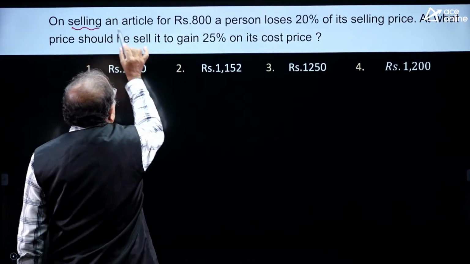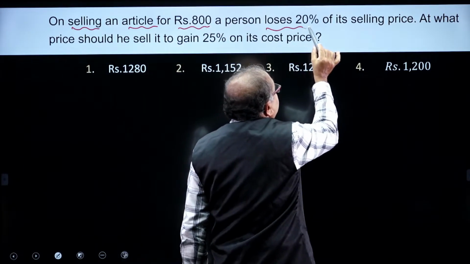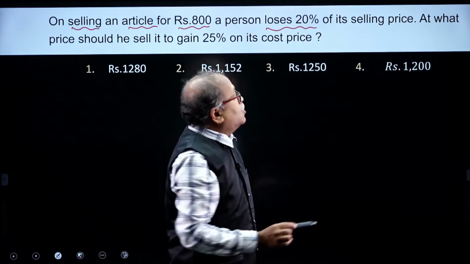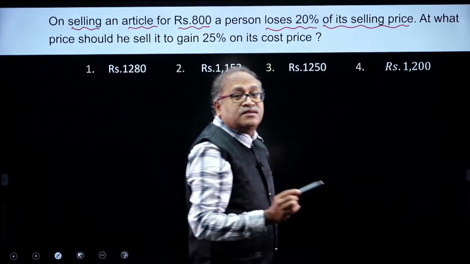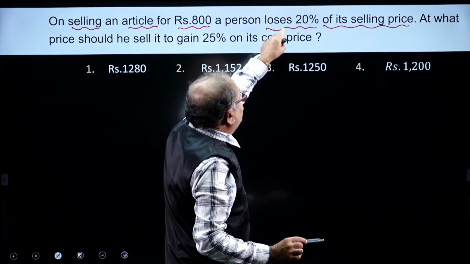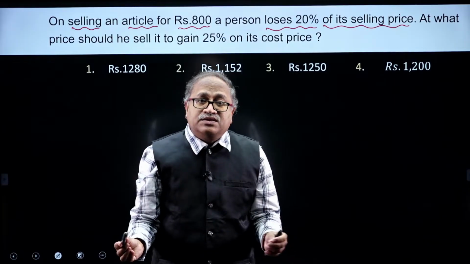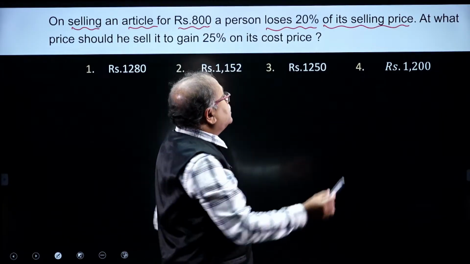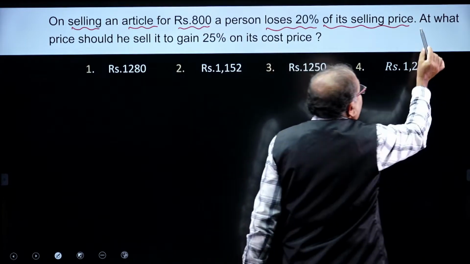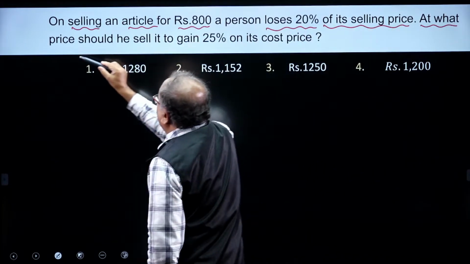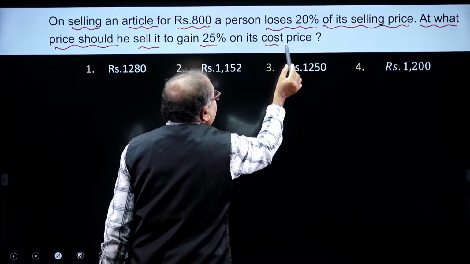On selling an article for rupees 800, a person loses 20%. Okay, 20% of what? 20% of selling price. This is a very important statement over here. Normally, the person loses 20% means it is on the cost price, but here it is saying that it is 20% on the selling price. Now, what is the question? So, what price should he sell to gain 25% on the cost price?